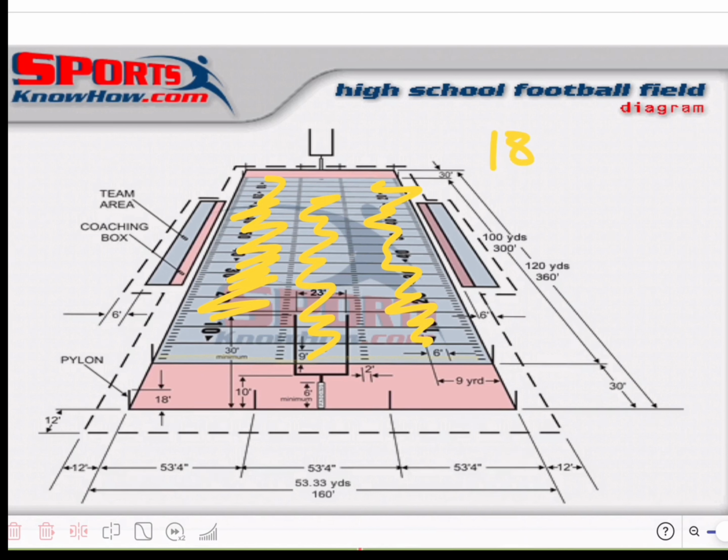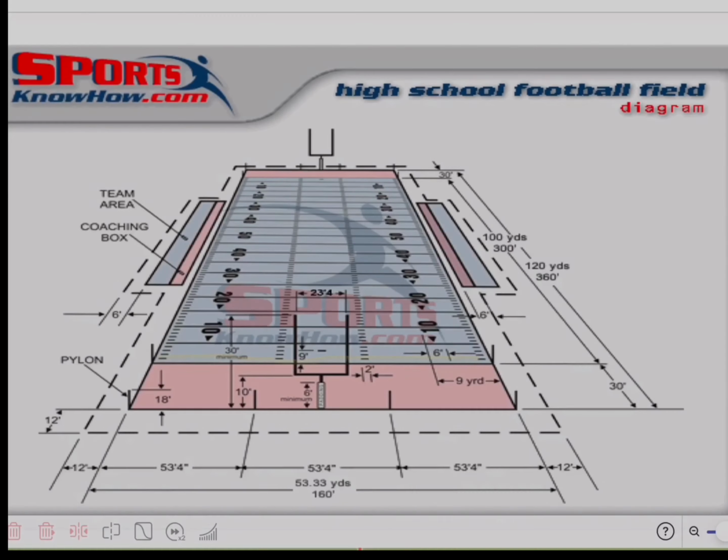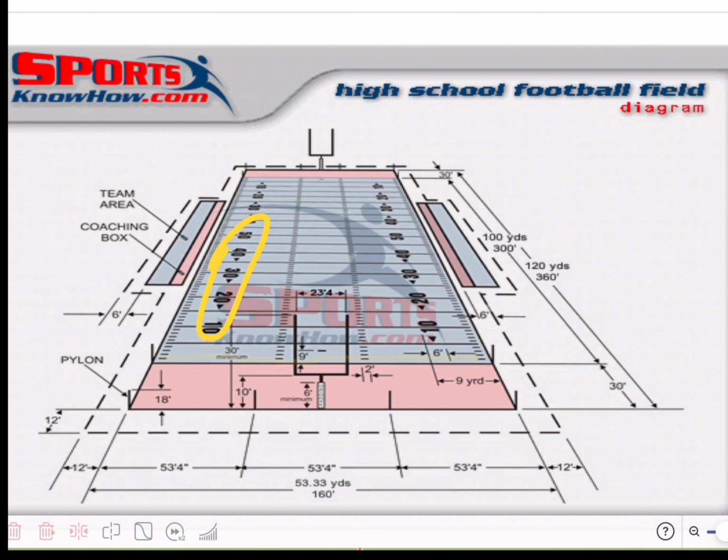is 18 yards. Okay, so we said the field was 53 1/3 yards wide. Each of these sections is 1/3 of that, which is roughly 18 yards. Okay, so these numbers here, that's how many yards away from the nearest end zone it is. So this yard line is 10 yards, 20 yards, that's how far it is away from the nearest end zone.